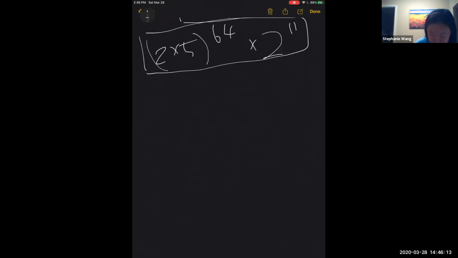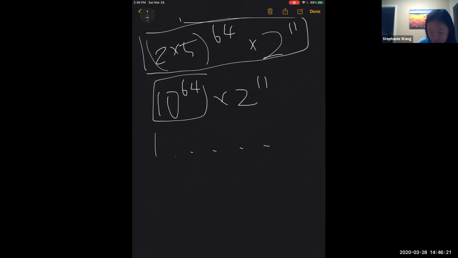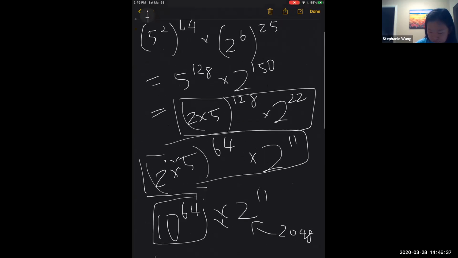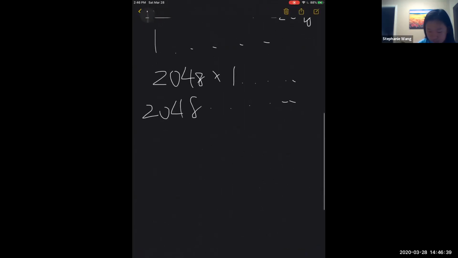Obviously, if we have 2 times 5, we get 10 to the power of 64 times 2 to the 11. And this is just going to be 1 followed by 64 zeros. And after you multiply this by 2 to the power of 11, this, by the way, is 2048. After you multiply 2048 times 1 followed by a string of zeros, obviously we'll just get 2048, 0, 0, 0, 0, a bunch of zeros. So the sum of the digits of this number is just going to be the sum of the digits of 2048, which is 2 plus 0 plus 4 plus 8 equal to 14.